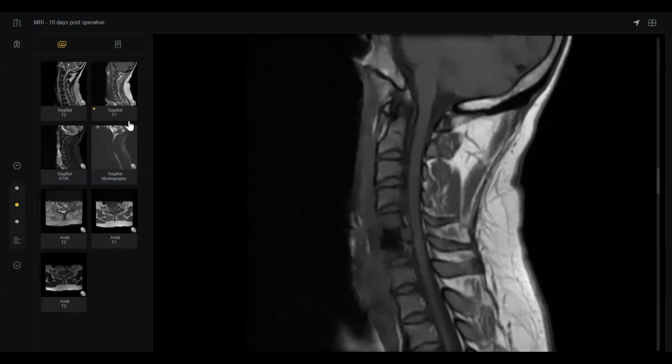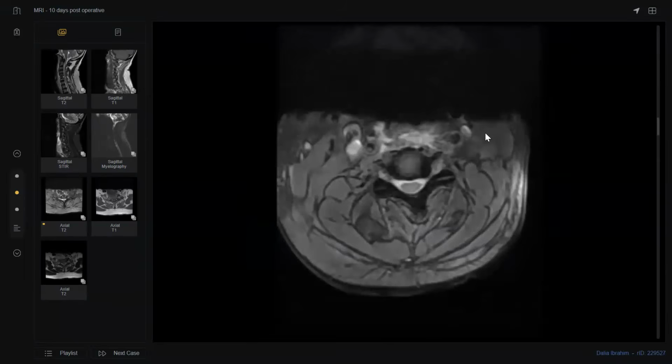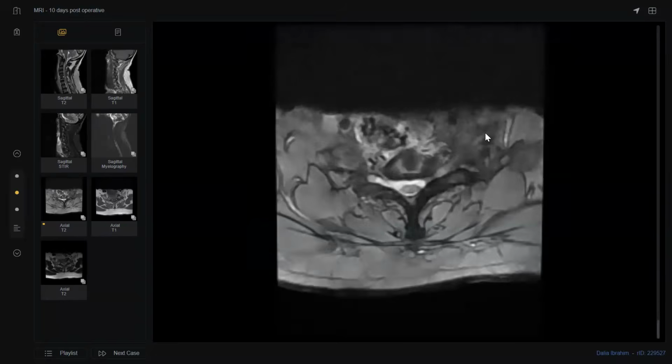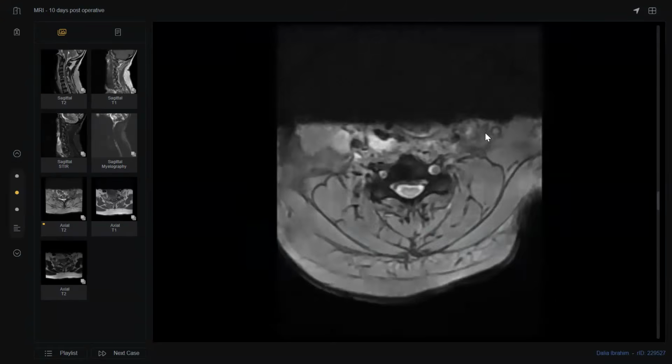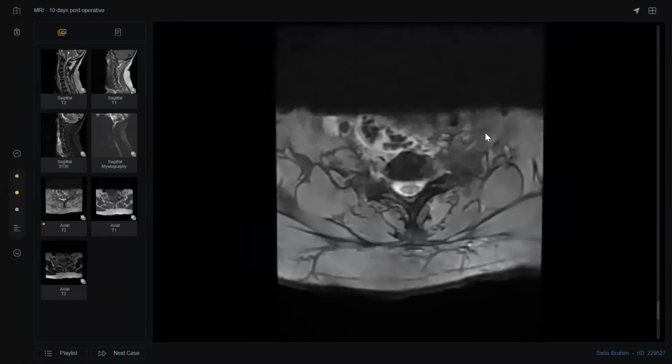Could you have a look here, please, and tell me what's happening? What is the name of this sequence? GRE. Excellent. What happened? There's blooming. Yes, blooming is noted in the GRE sequences. So this likely suggests hemorrhage.